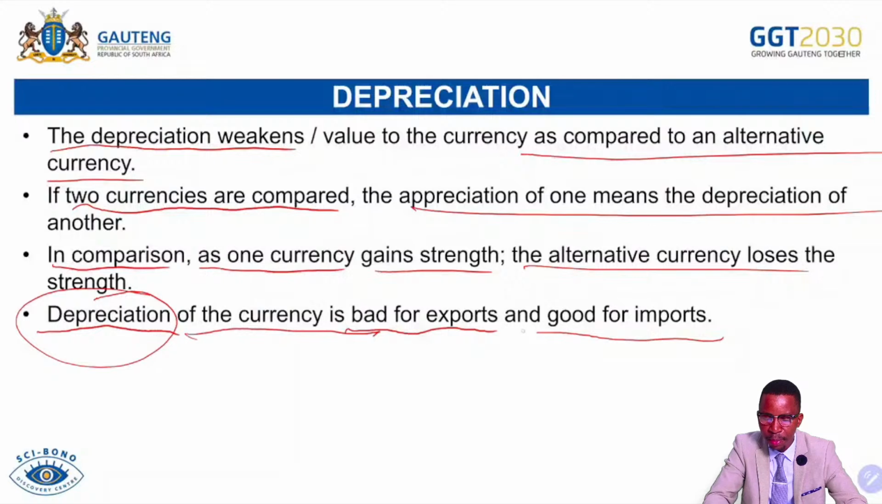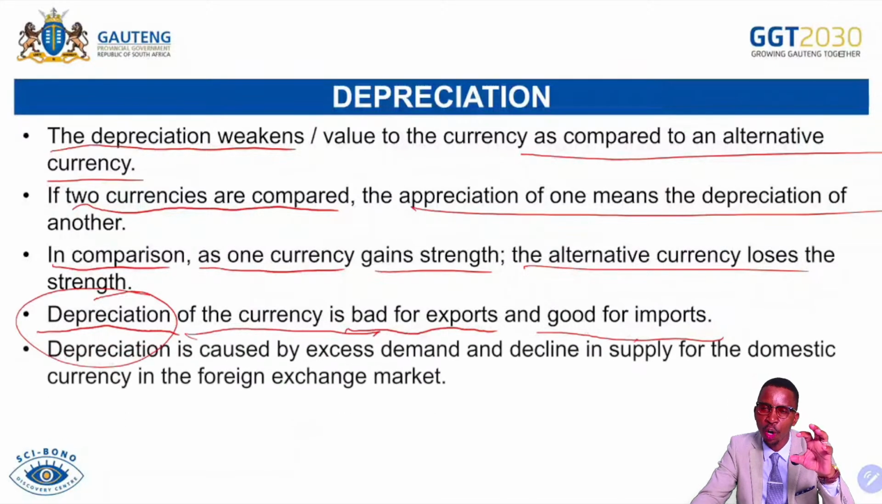Exports will be cheap, imports will be expensive. Then what will happen? As imports become expensive, the country will demand fewer imports because they are now expensive. We look at it from that angle only.